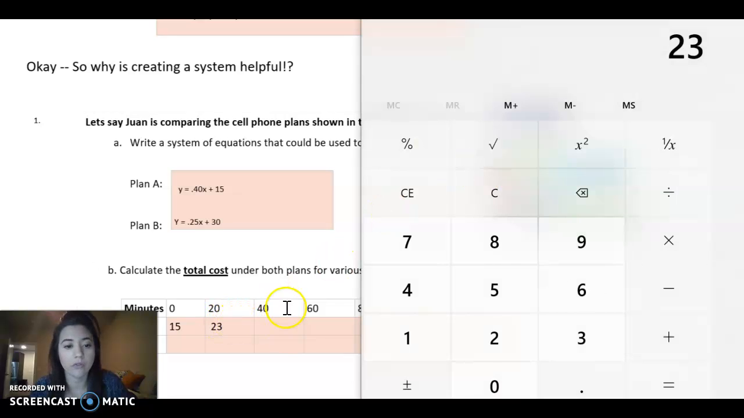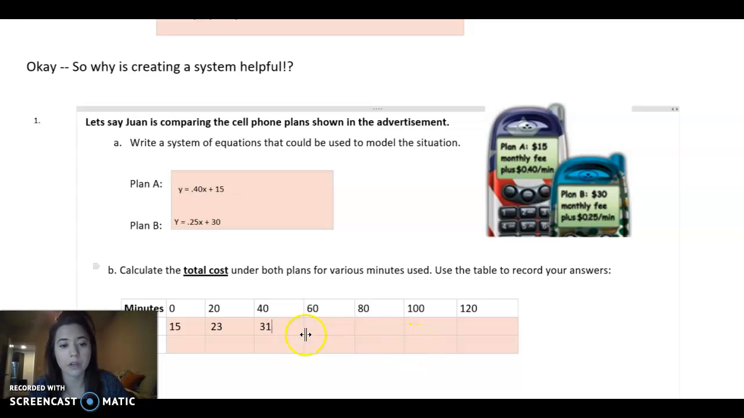Now I'm going to do the 40 minutes. So we're going to do 0.40, so 40 cents times 40 minutes. So $16 if you use 40 minutes, but then add that $15 monthly fee. And we're at $31. All right.